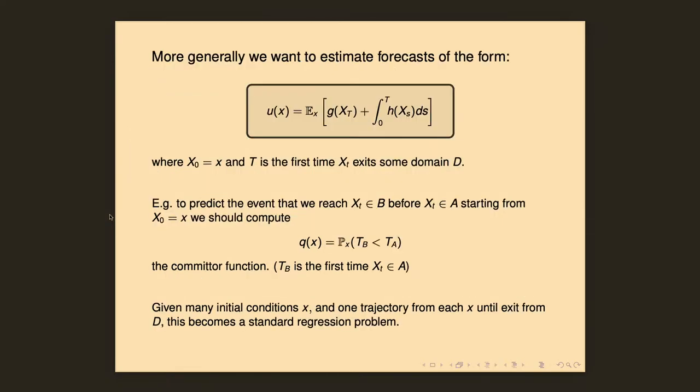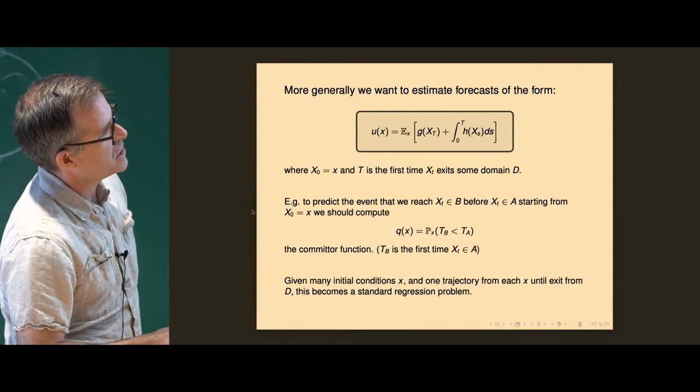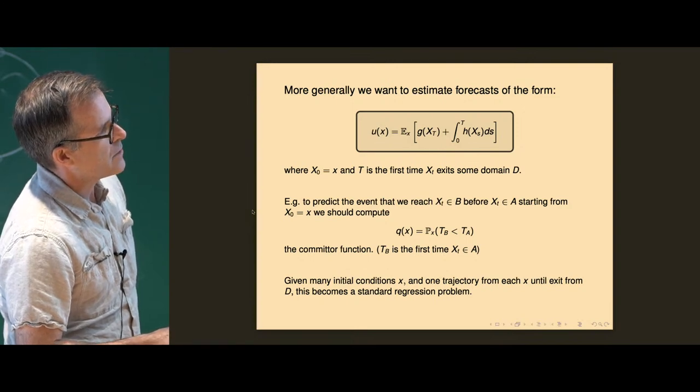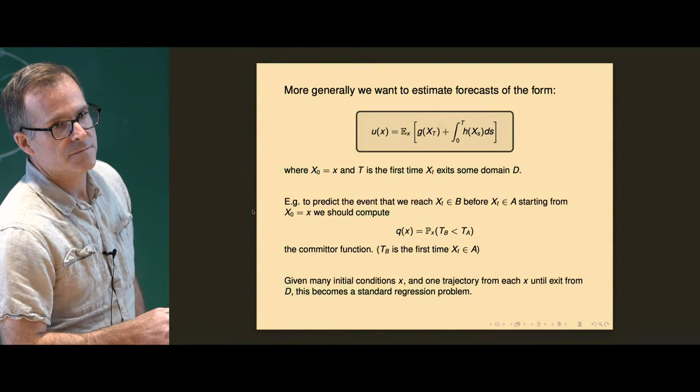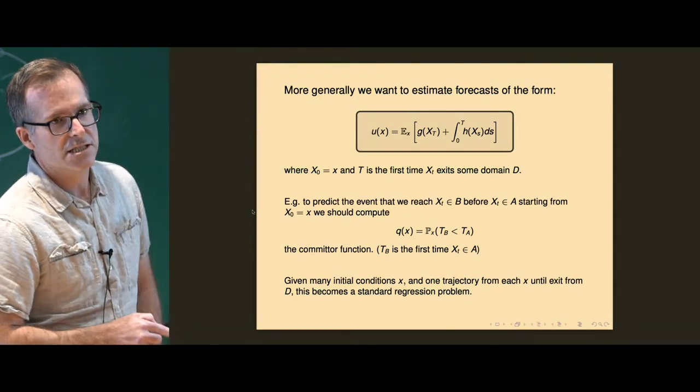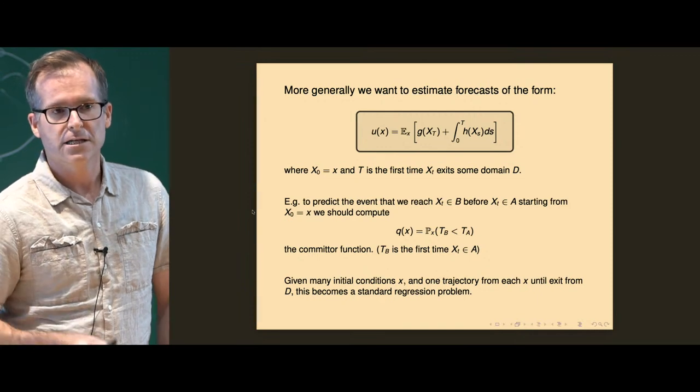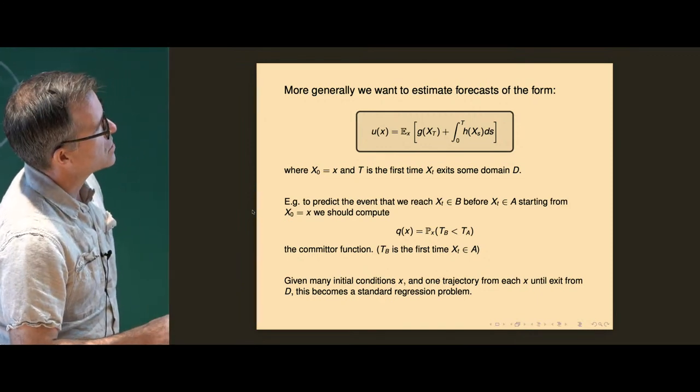We can write these functions as conditional expectations given the current state of the system. In this case, I've got some cost function at the final time. What is the final time here? It's the escape from some domain. So I'm assuming that I'm starting in some domain, I run the process until it escapes the domain, and then I evaluate these two cost functions, a terminal cost function and a running cost function. For example, if I take the domain to be the union of those two sets A and B, I can write my committer probability in exactly this form. In that case there's no H, there's just a G that's 1 on B and 0 on A.